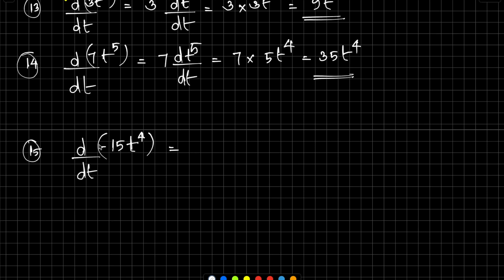Take the constant outside. Minus 15 is the constant. Minus 15 d by dt of t to the power of 4. So minus 15 times d by dt of t to the power of 4 is 4t cube. So minus 15 times 4 is 60, minus 60t cube.